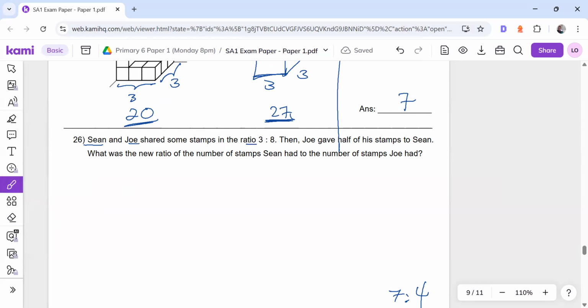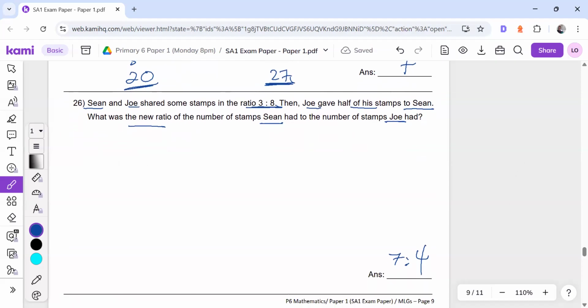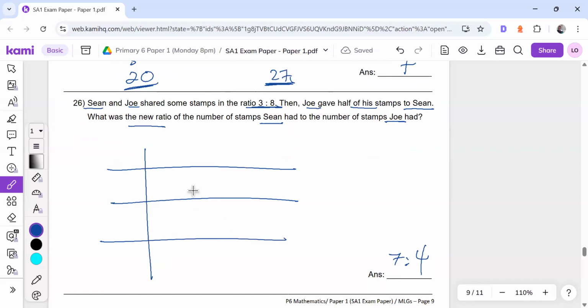Sean and Joe shared some stamps in the ratio 3:8. Then Joe gave half of the stamps to Sean. Then what was the new ratio of the stamps Sean had to Joe? Right, in the end. So it's like a before and after. If it's a before and after problem, you can draw your before and after model, or you can have a table. Remember, those in my class, the table. This question is too easy to use a table. The table is only for very hard before and after questions in paper two. But I want to show the rest of you who haven't seen the table before.